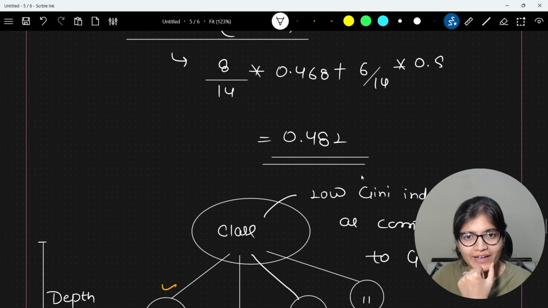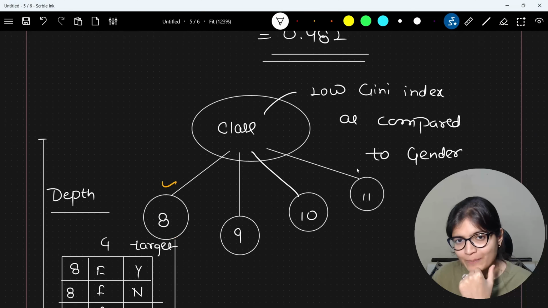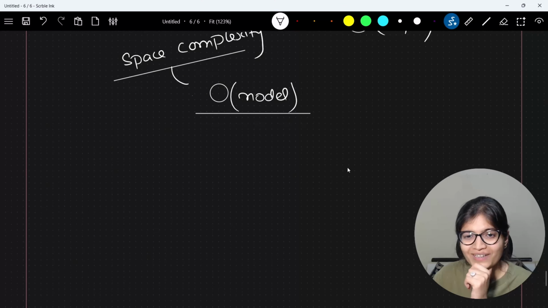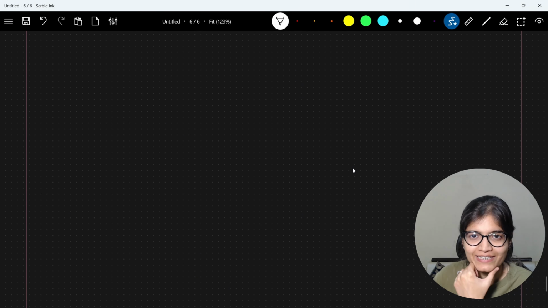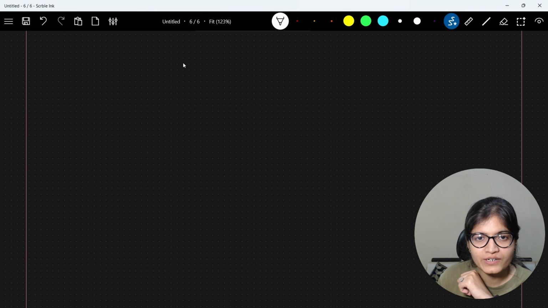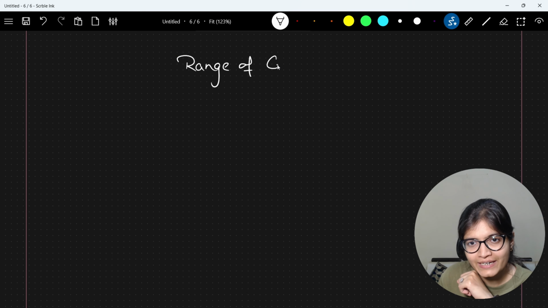Now, moving ahead, if someone asks you what is the minimum and the maximum value of the Gini index, or in other words, what is the range of the Gini index?